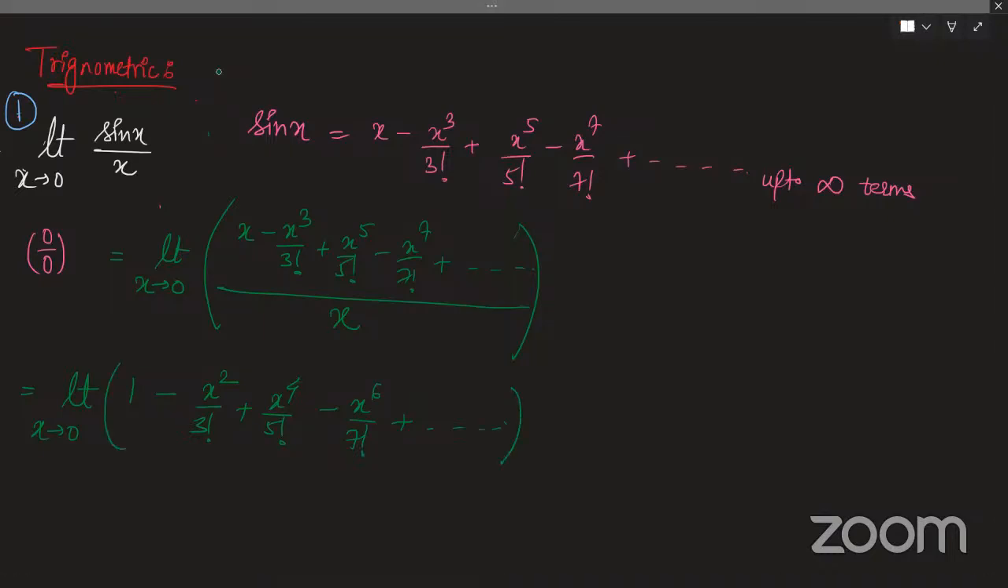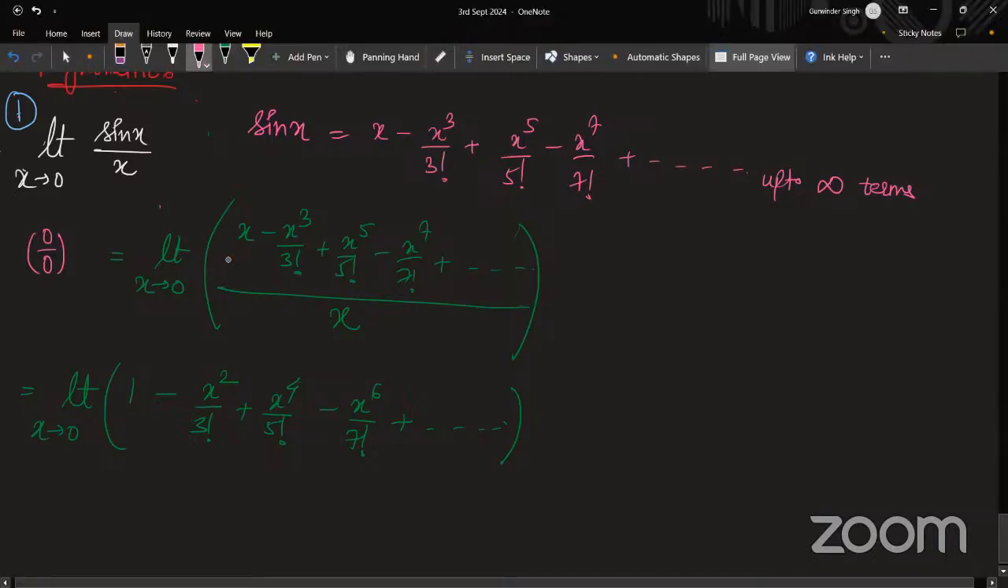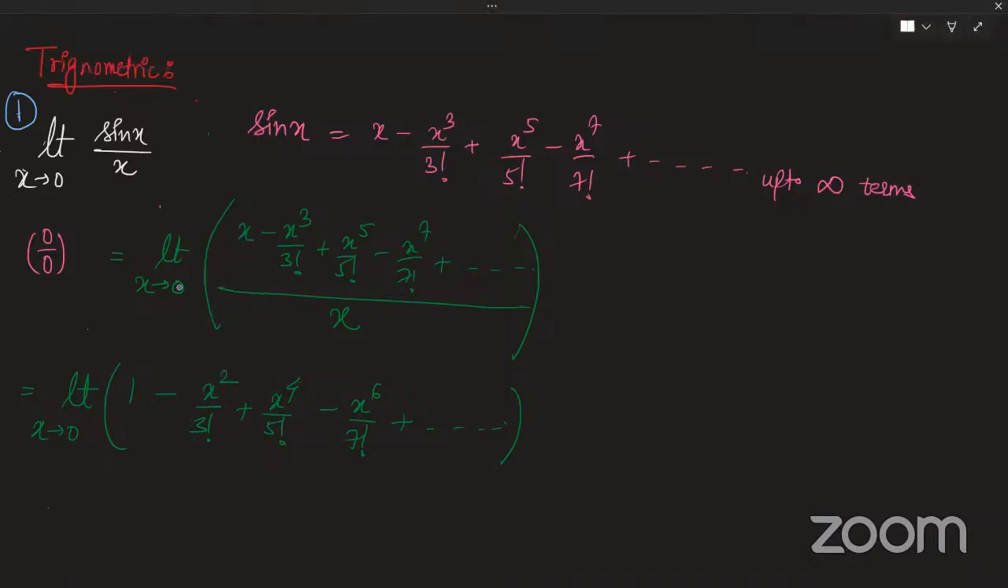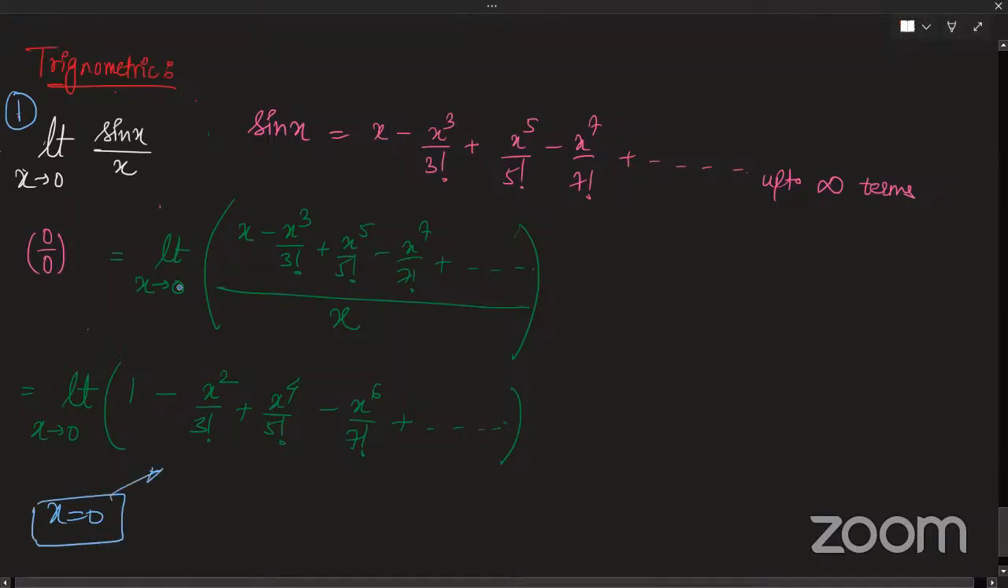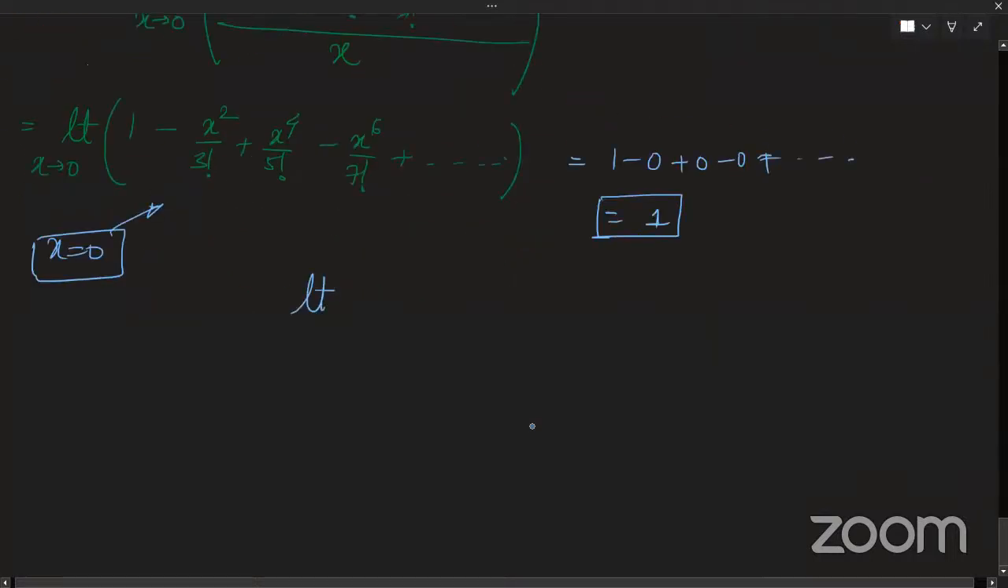Now, is this a polynomial? If this is a polynomial, do you know how to evaluate the limit? Yes, you can just substitute x is equal to 0 in this polynomial. So what will happen if you substitute x is equal to 0? Only 1 remains, all higher order terms are 0. It is 1 minus 0 plus 0 minus 0 and so on. So it is 1. So that is why limit x tends to 0 of sin x by x is equal to 1.